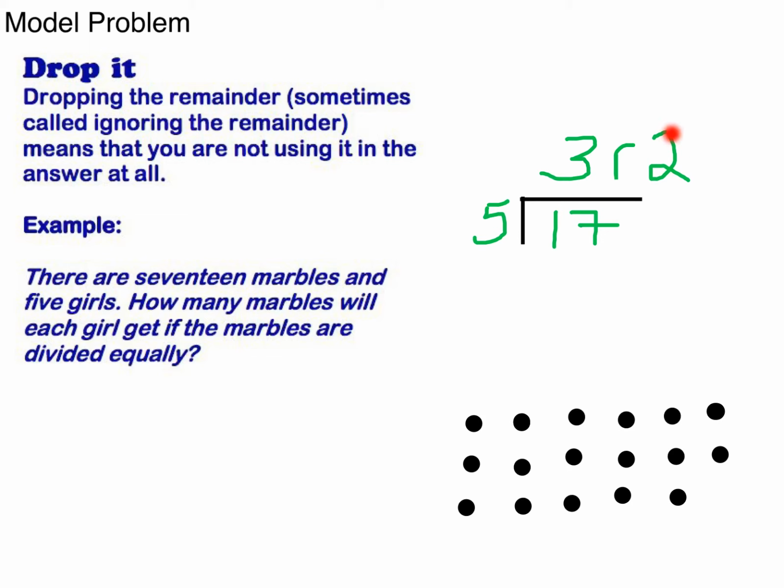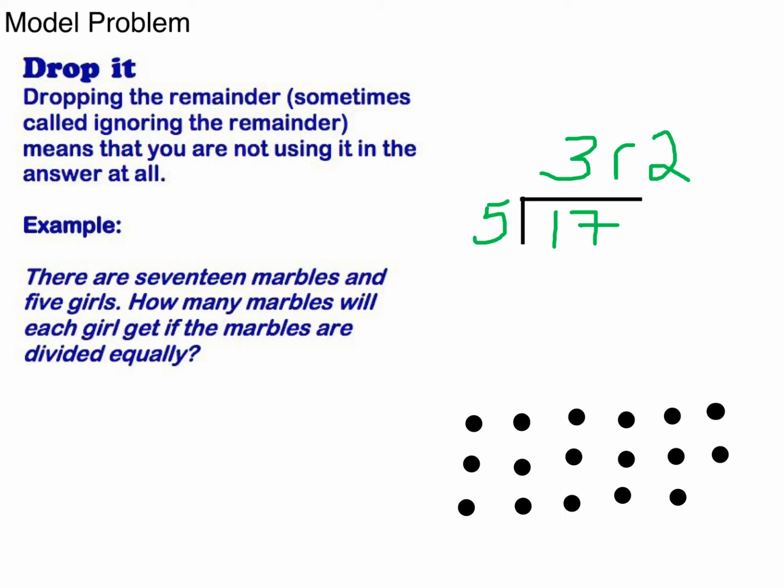And I need to figure out what to do with this, because in my solution sentence I can't say that each girl will get 3 remainder 2 marbles. Doesn't make a whole lot of sense. So right over here I've drawn an array, and I'll explain and model how you will ignore this remainder, or you'll drop it. So I have drawn 17 marbles, okay? And I need to make sure that the 5 girls get an equal share of the marbles.